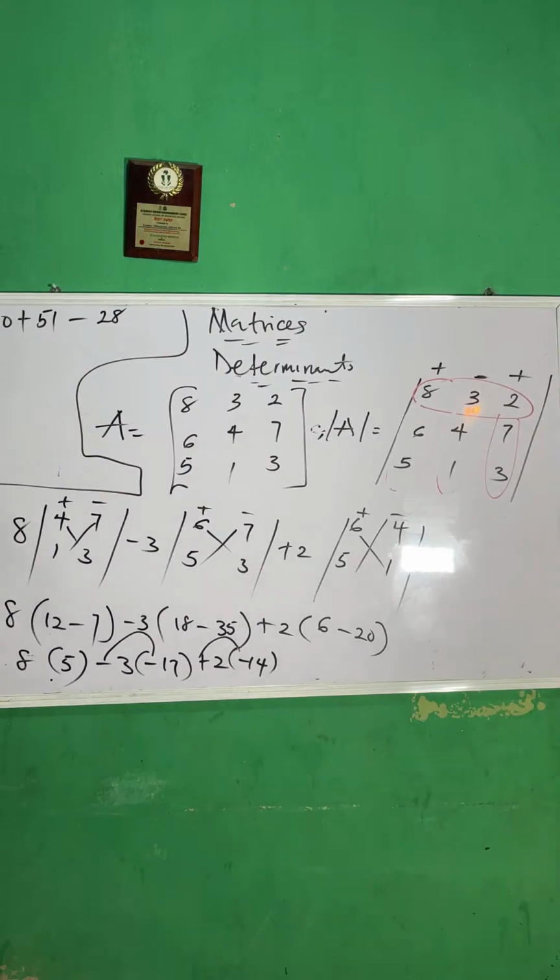So now, here we now have 40 plus 51. We have 91 minus 28. So 91 minus 28 will give us the final answer. So we have 63.